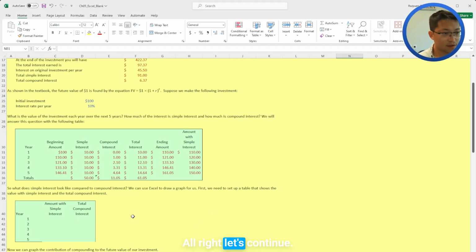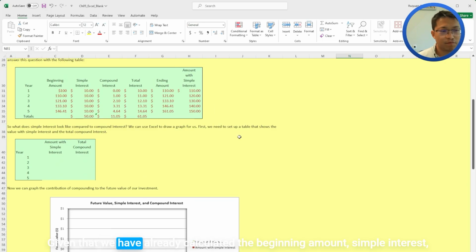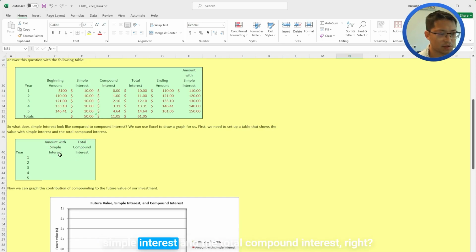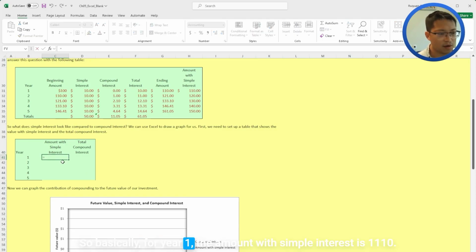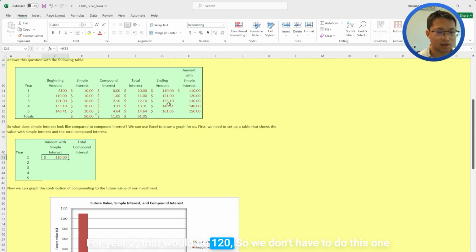All right, let's continue. Given that we have already calculated the beginning amount, simple interest, compound interest, etc., we want to also show this relationship on the graph. So what we want to do is to put the amount with simple interest and the total compound interest, right? So basically, for year one, the amount with simple interest is 110. For year two, that will be 120, etc., right?